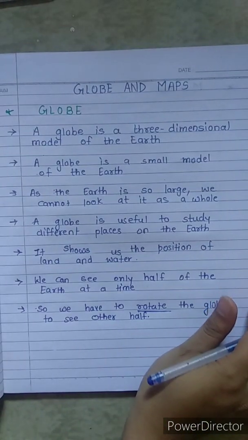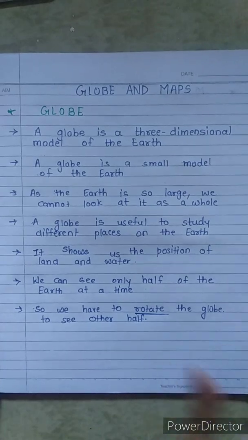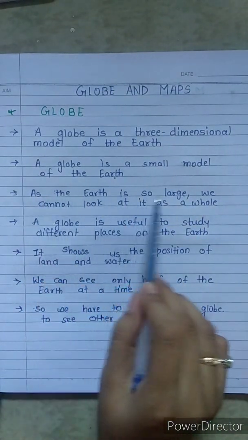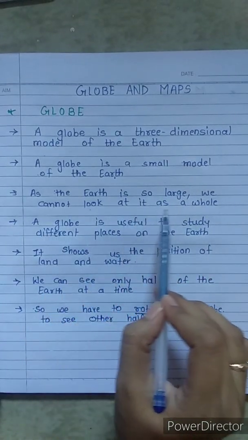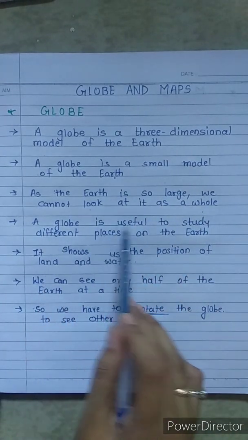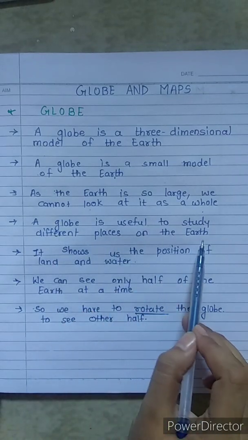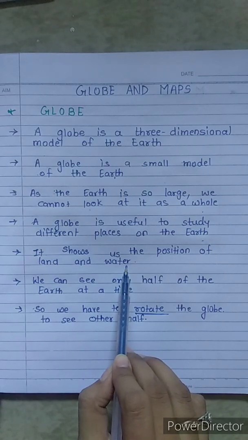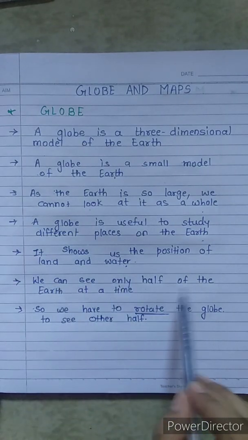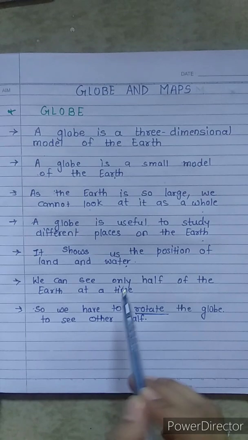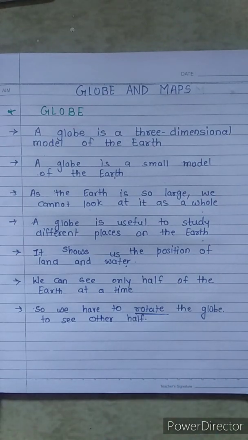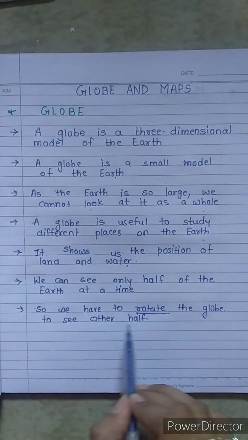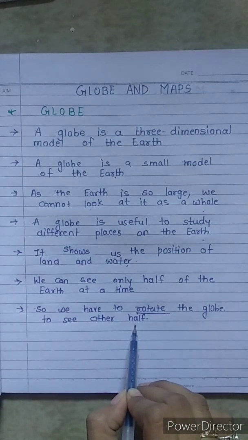Okay, so this is all about the globe. Means globe is a small model of the earth. As the earth is so large, we cannot look at it as a whole. A globe is useful to study different places on the earth. It shows us the position of the land and water. We can only see half of the earth at a time, because half of the earth is on the next side that we cannot see. So we have to rotate the globe to see the other half. This is all about the globe.